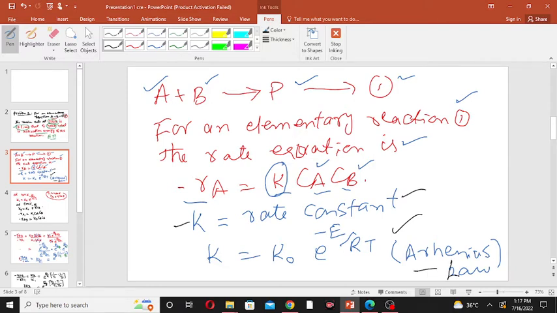Now the rate constant and activation energy are related by the Arrhenius equation, or the Arrhenius law. The Arrhenius law says that the rate constant K is equal to K naught into e to the power minus E divided by RT, where E is the activation energy, R is the universal gas constant, T is the temperature at which we obtain the rate constant, and K naught is the pre-exponential factor. This is also the collision factor, which shows the collisions among the molecules or atoms in a reaction. This is the Arrhenius law.